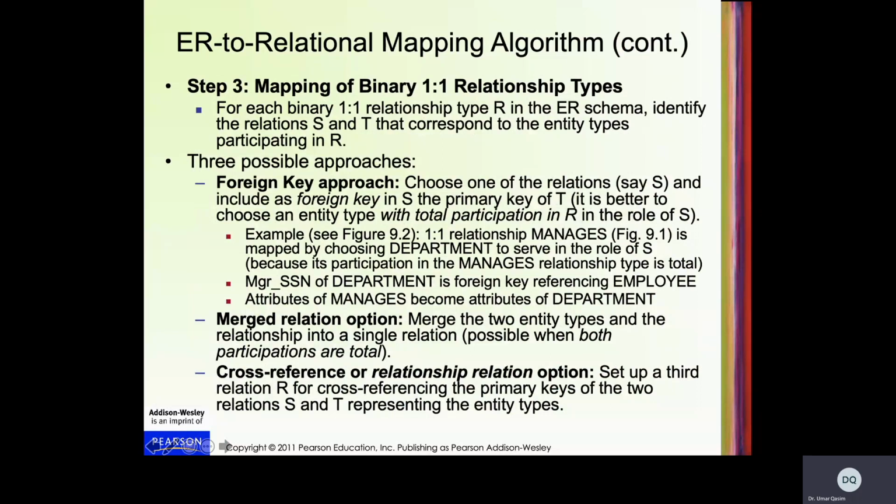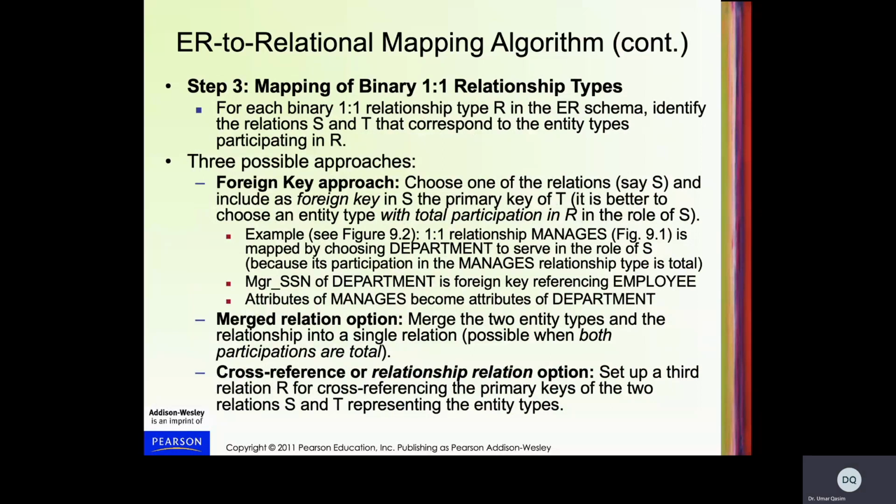For instance, let's look at our example. There is a relationship between a department and employees. If we look at this relationship, it is a one-to-one relation. A department has only one manager, and a manager only manages one department. So there is a one-to-one relationship between employee and department. An employee can only manage one department, and a department can only be managed by one manager.